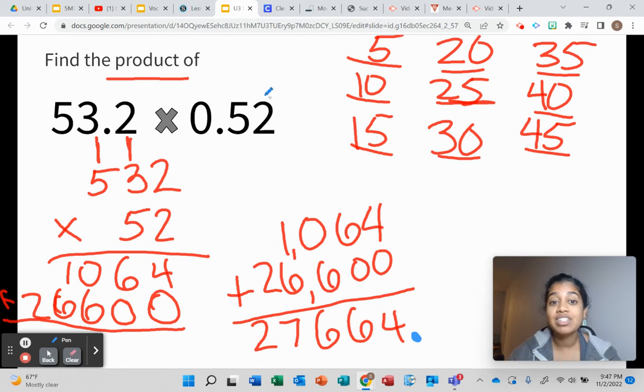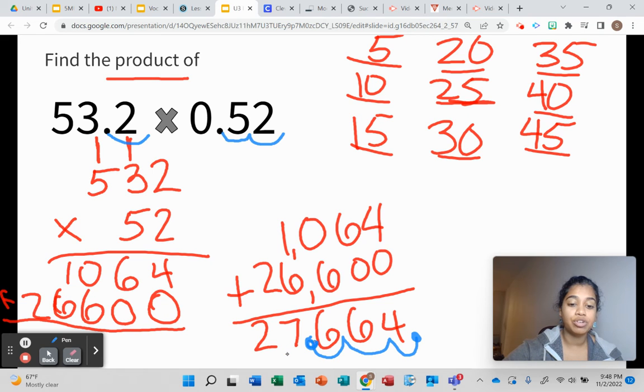What we have to do now is see how many digits are to the right of our decimal point. So over here, I have 1 digit, 2 digits, 3 digits to the right of the decimal point. So what that means is I actually have to take my decimal point over here in my answer and move it 3 place values to the left. So I'm going to move this here. 1, 2, 3. So our decimal is right over here.